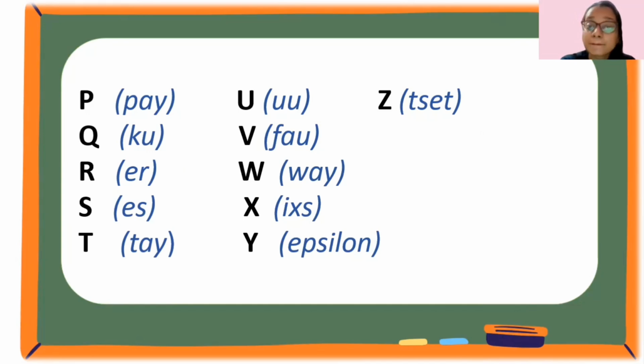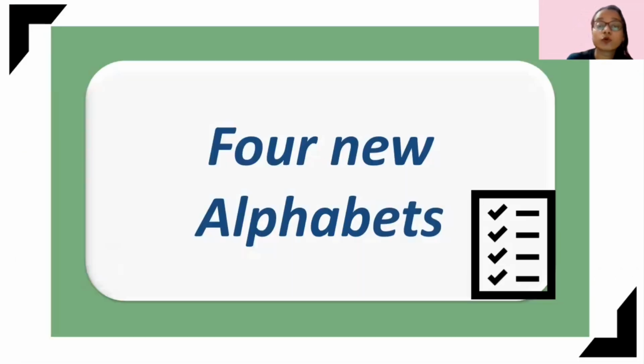Let's do again. P, Q, R, S, T, U, V, W, X, Y, Z. Great. So these are A to Z, 26 letters. Let's learn the 4 new alphabets of the German language.